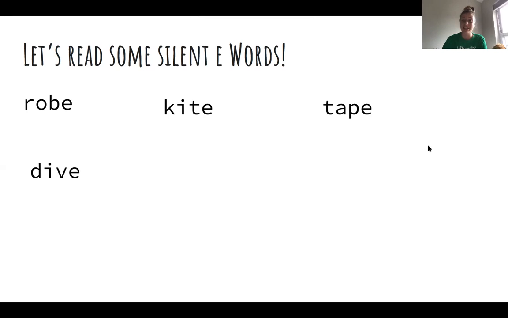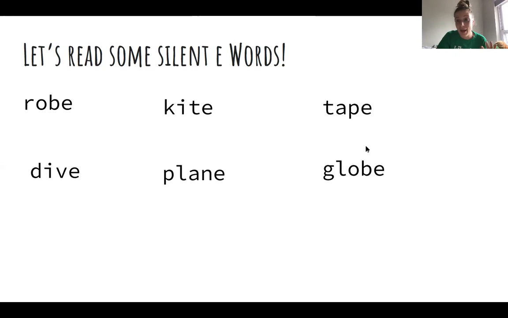All right, remember the I is going to say I. Dive. Plane, like you went in an airplane. Last one. Globe. Awesome. So a globe is like a big sphere that has all the different continents on it.